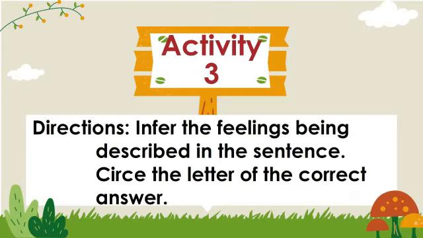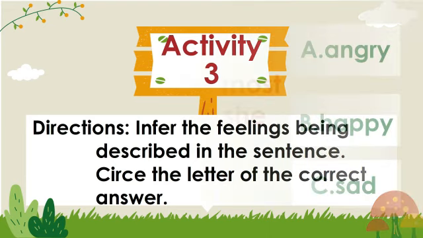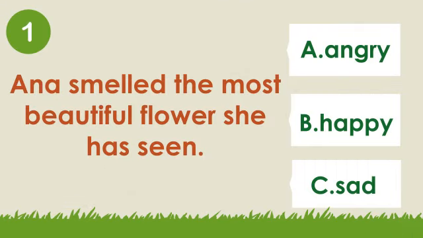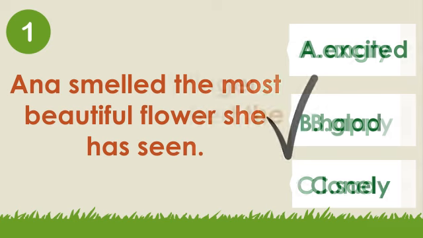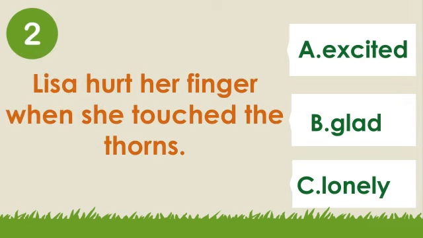Activity 3. Infer the feelings being described in the sentence and circle the letter of the correct answer. You choose it from the choices on your modules. Number 1. Anna smelled the most beautiful flower she has seen. A. Angry. B. Happy. C. Sad. The correct answer is B. Happy.